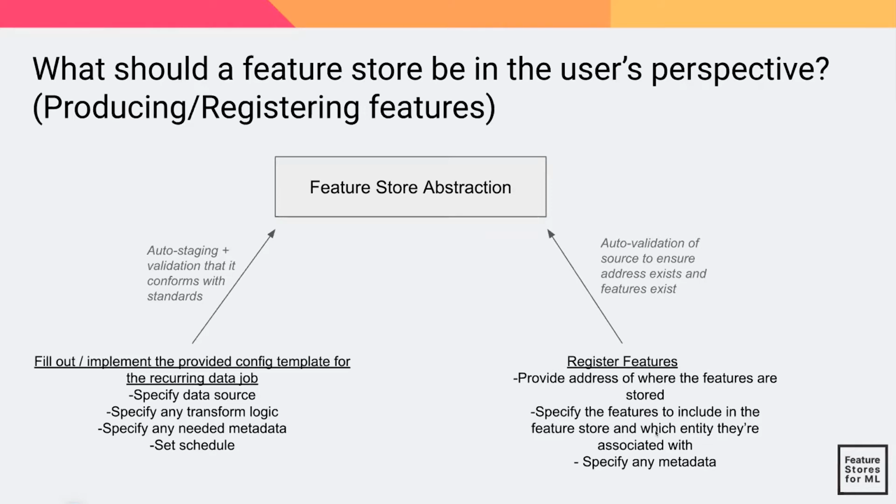And the last thing I'll say about this is that an important step for a feature store is to validate that these inputs are correct and up to the standards that have been set. So I included auto staging plus validation that it conforms to standard on this side for setting up the data job. And on this side, auto validation of the source to ensure the address exists and the features exist, to make sure the specified information on the registry side is also correct.